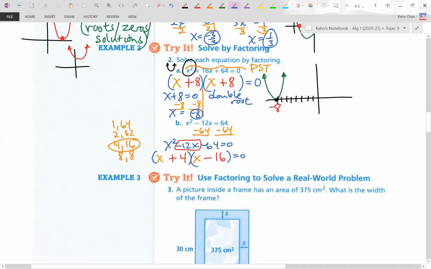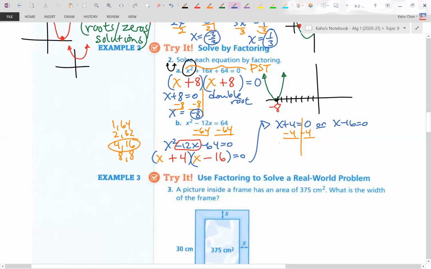You might have to break out the box for that if you have to, okay? That's fine. Break out the AC hybrid box to solve that. Now we have something times something equals 0, which means they can be solved individually. We have x plus 4 equals 0, or x minus 16 equals 0, right? This is using the zero product property. Let's go ahead and solve this.